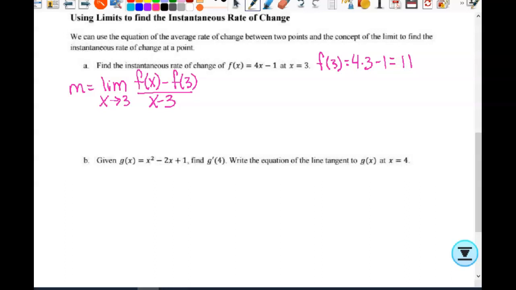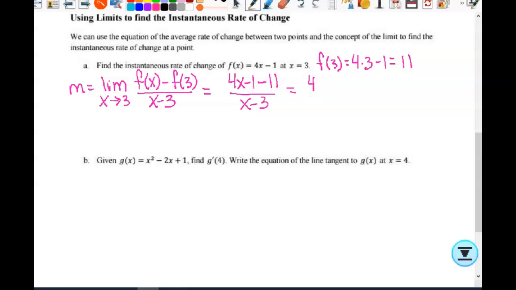So here, f of x, what is f of x? 4x minus 1, right? Minus, what's f of 3? 11, over x minus 3. We good with that? All right, so what is 4x minus 1 minus 11?